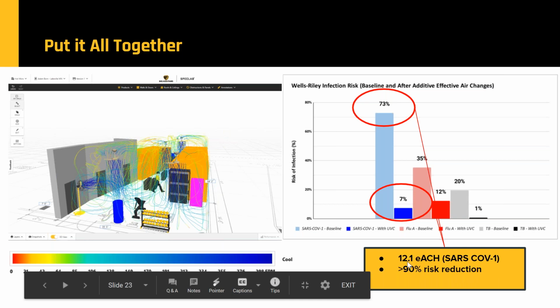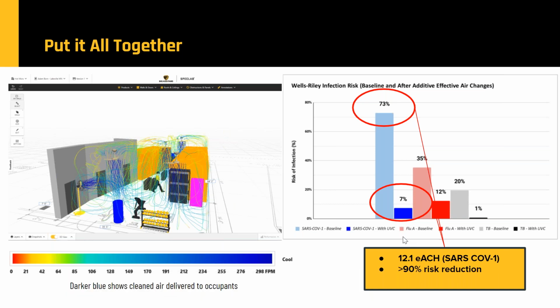And what I can tell you is this design, running in the forward direction based on the respiratory rate of the occupants, all of these things will result in 12.1 ACH on SARS-CoV-1 as an example, which is a greater than 90% risk reduction, which obviously means that this is a highly effective system and significantly safer to be in this space with the option that we proposed compared to some others.